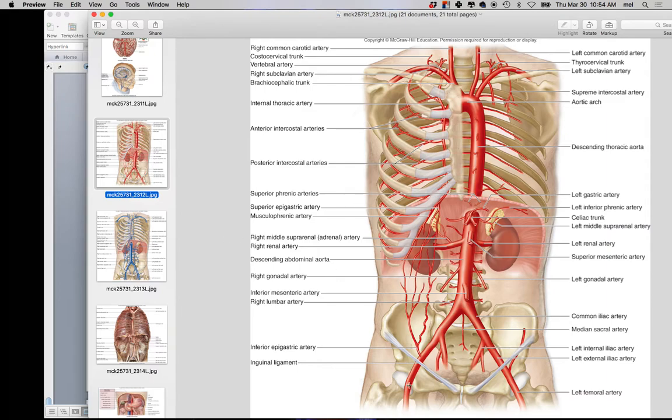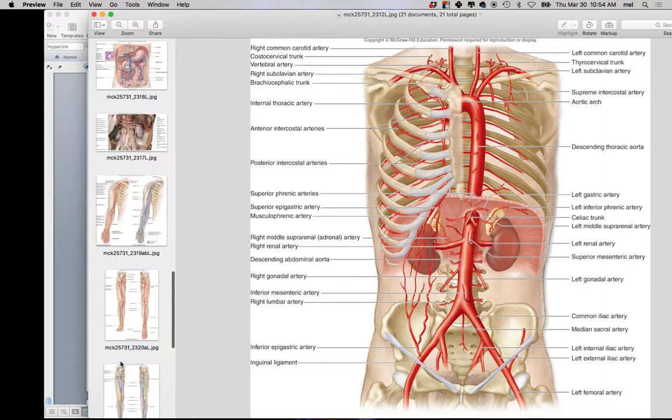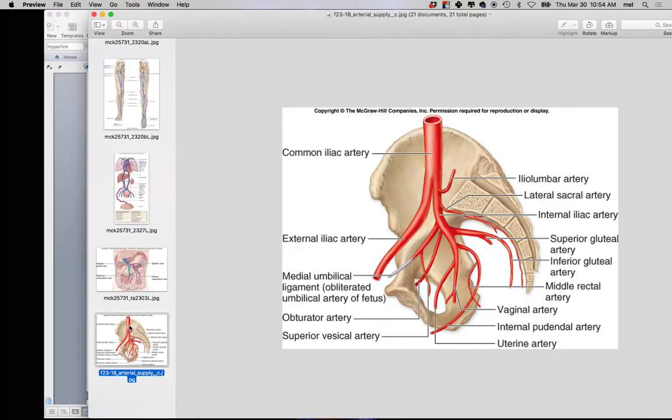I hate the textbook picture of the internal iliac, but if I can orient you, I can make you figure it out. So here's the common iliac. And the reason I hate this one is because it took me a minute to figure out what the hell I was looking at. You're looking at the medial surface of the right os coxa, right? So this branch right here is the internal iliac.